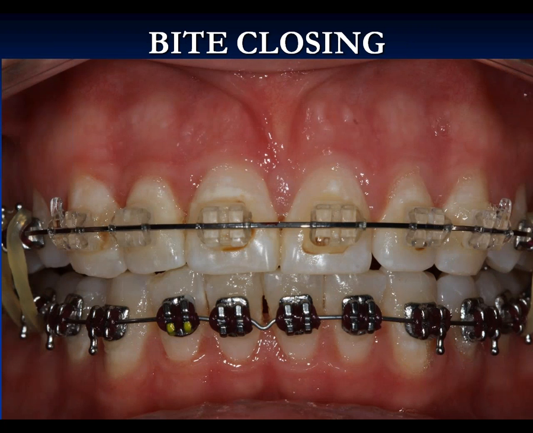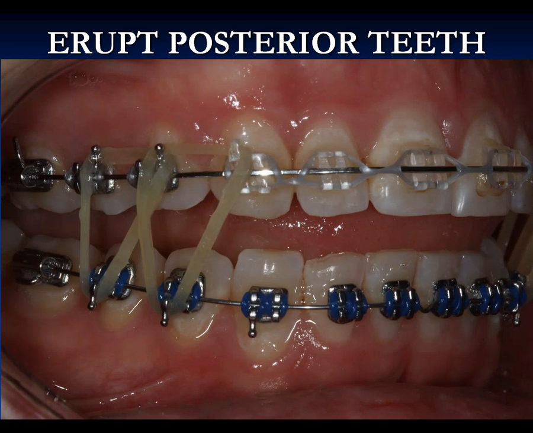And again, we should have changed those ligature ties. She would have looked a lot better and probably brushed her teeth a little bit. But anyway, she's looking good. So just wear those elastics and bring those teeth up. I mean, you've got a permanent solution. You can see that those bicuspids are not any longer. The crown length is exactly the same as before.